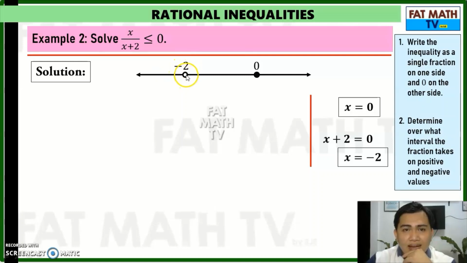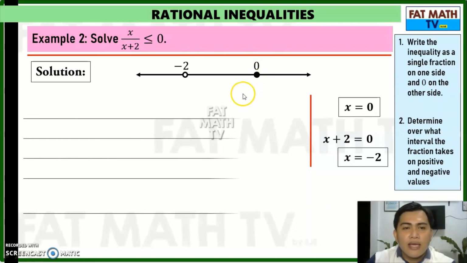And then hollow circle for -2 because -2 value of x will make this fraction undefined. So -2 is not part of the solution. And then for 0, this is a solid circle because if x is 0, this whole fraction is going to be 0, and our inequality here is less than or equal to 0. So the value of x, which is 0, will make this fraction 0, and that is equal to 0. So this 0 here is part of the solution.